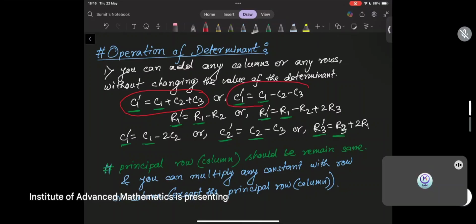C1 dash equal to C1 minus C2 minus C3 also can be done. C1 dash means we will give the operation on C1 only, and that can be done as C1 minus C2 minus C3. Clear? R1 dash equal to, see in the third one written that R1 dash equal to R1 minus R2.